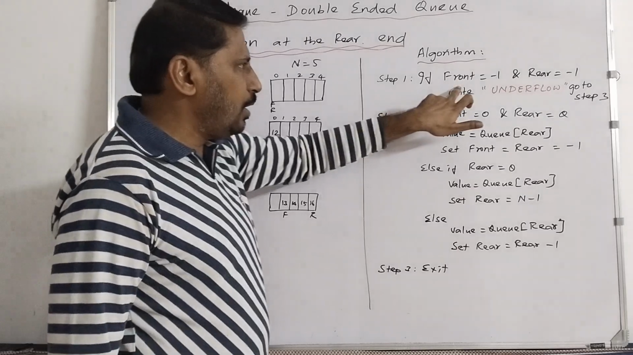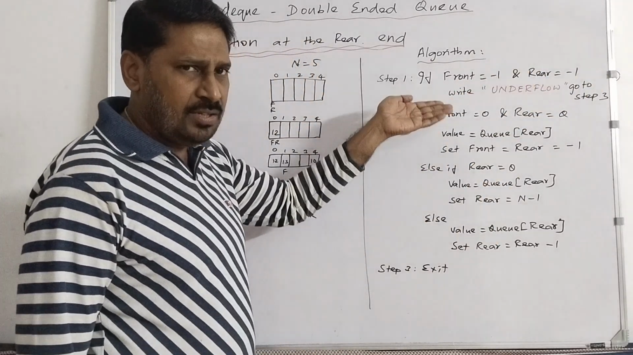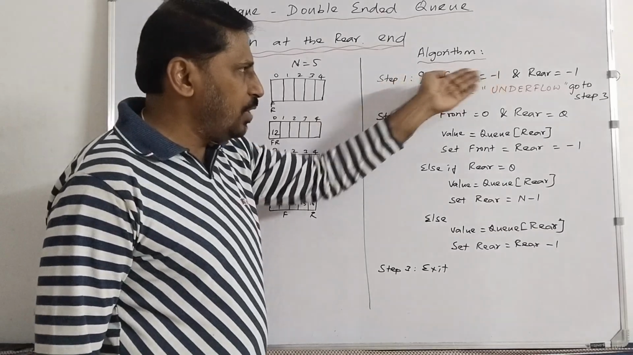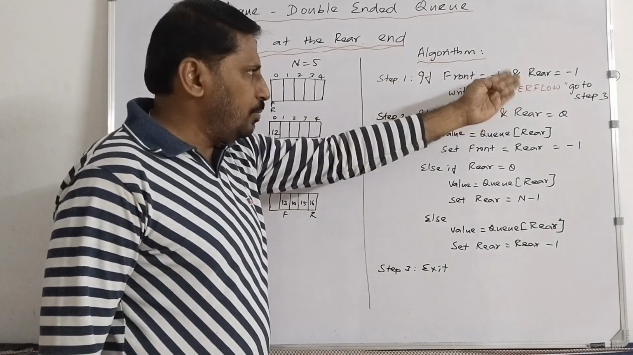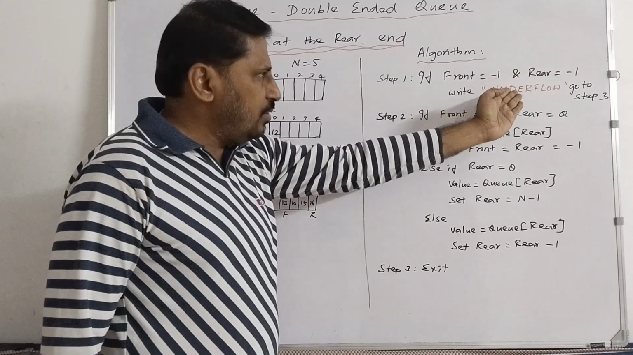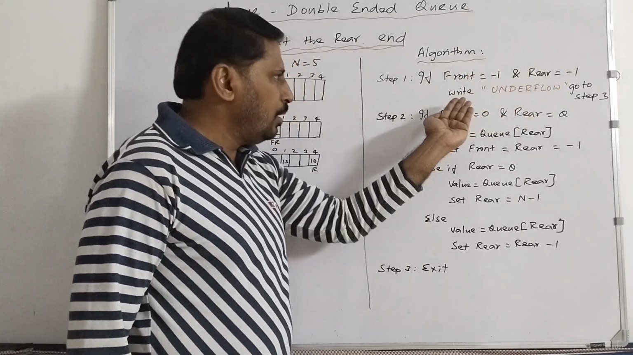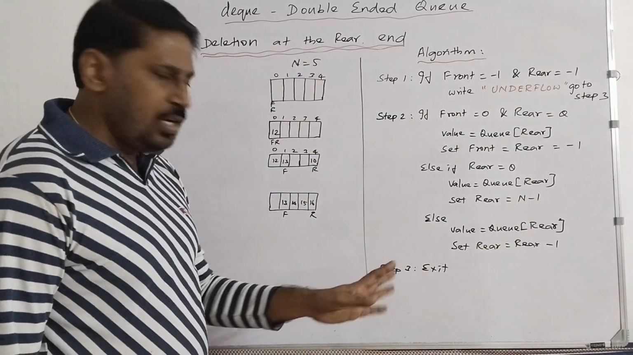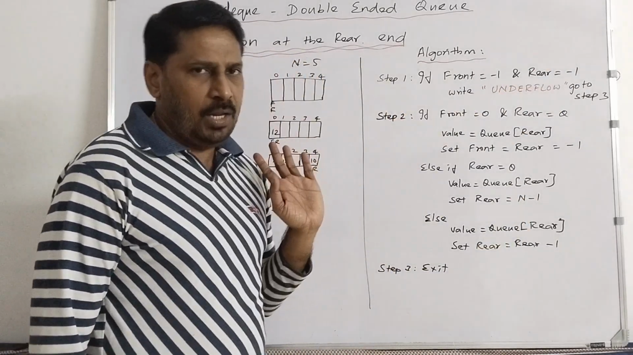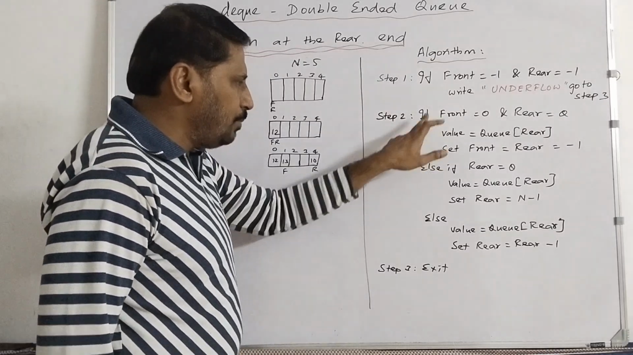The first one is: if front equals -1 and rear equals -1. So it is a usual case. Why are we checking this condition? Whenever the queue is empty, we are unable to delete any item. So if the condition front equals -1 and rear equals -1 is satisfied, we print underflow and go to step 3. We are unable to delete anything from the empty queue. Okay. So if this is not satisfied, the control comes here.